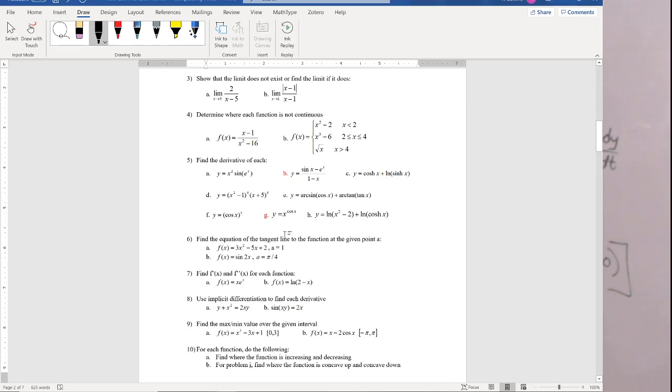Which one is that? Can you do 5C? I could, but I don't believe I'm going to make you use any hyperbolic trig functions, but I can still do that one if you really want me to.